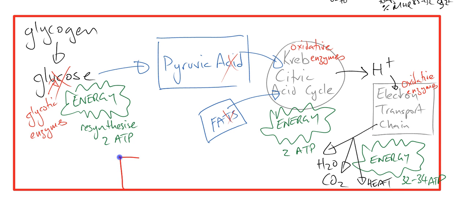So in total, we are able to resynthesize 2, another 2, and 32 to 34 ATP. So in total, we can resynthesize 36 to 38 ATP via the aerobic energy system.